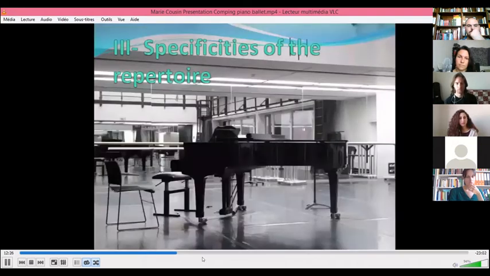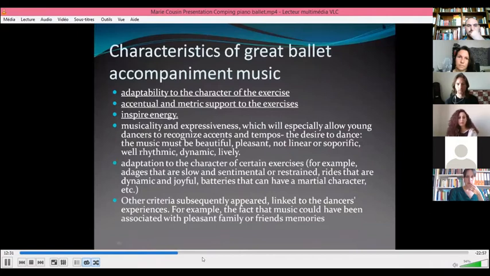Specificities of the repertoire. The repertoire of the bar or the center remains exclusively for solo piano, while the variations are worked on orchestral extracts or reductions for piano. The exclusivity of this instrument today marks the creation of a specific sound identity during dance lessons, as well as the content of much of the accompanying piano repertoire.